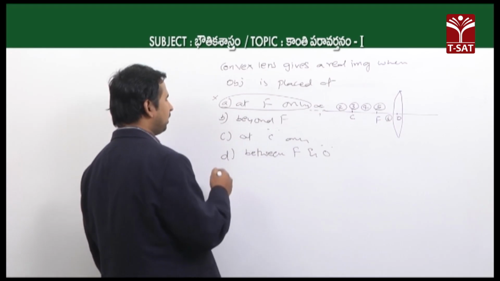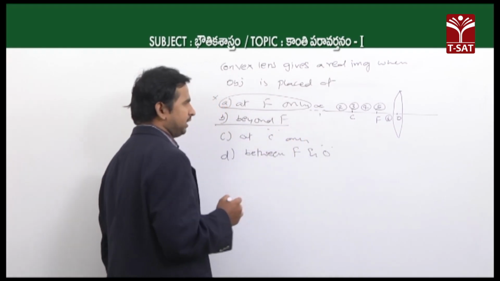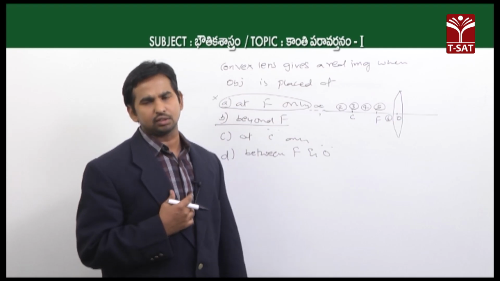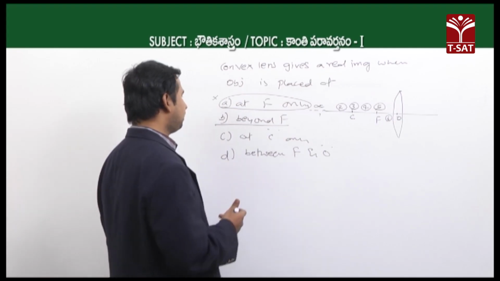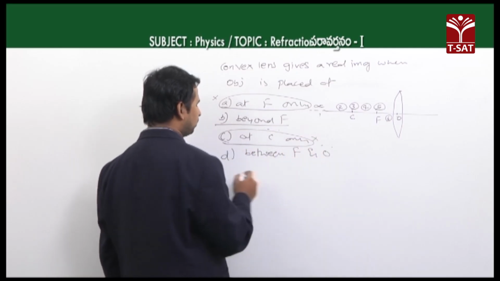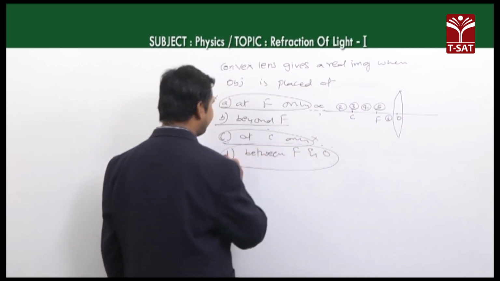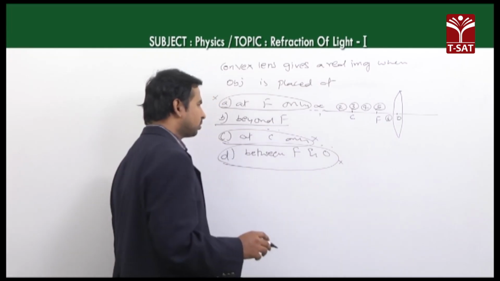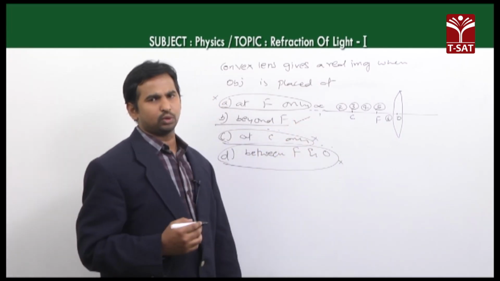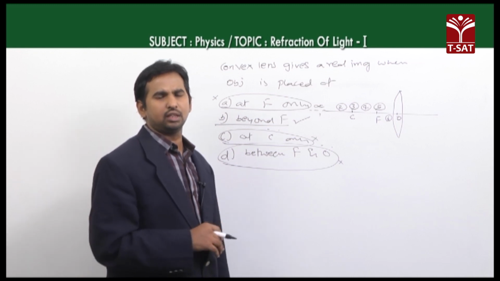The second option given is beyond focus, and beyond focus means after the focus we can take any position, any place. Whereas C, at the center of curvature only, is also wrong, and D, between F and O, is also wrong. So the answer is beyond the principal focus, anywhere you can take other than the focus.